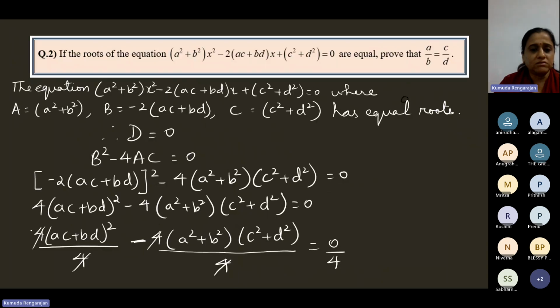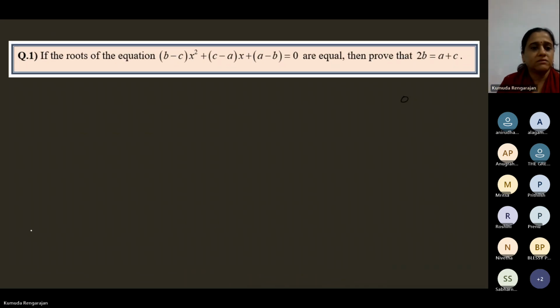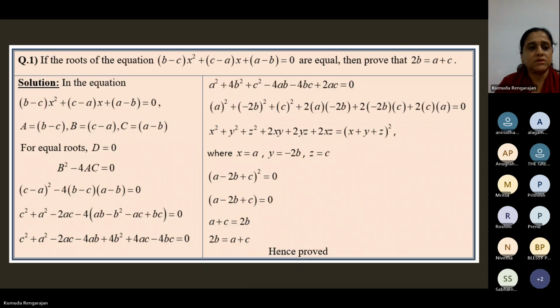In this one also, the identity x plus y the whole square, x minus y the whole square, is always there. In the first one, we made use of the identity x squared plus y squared plus z squared plus 2xy plus 2yz plus 2xz is x plus y plus z the whole square.